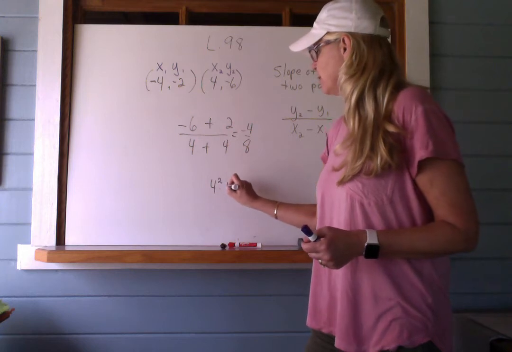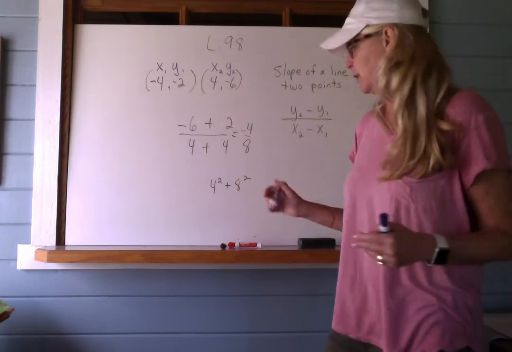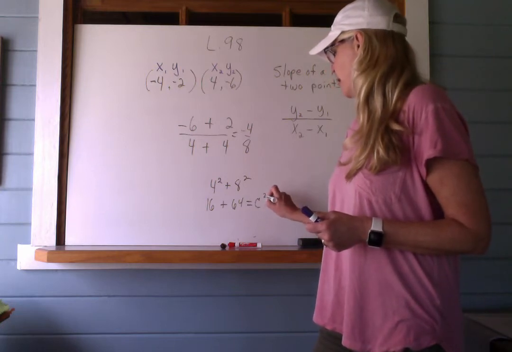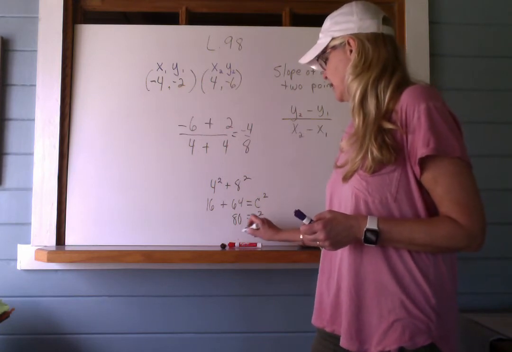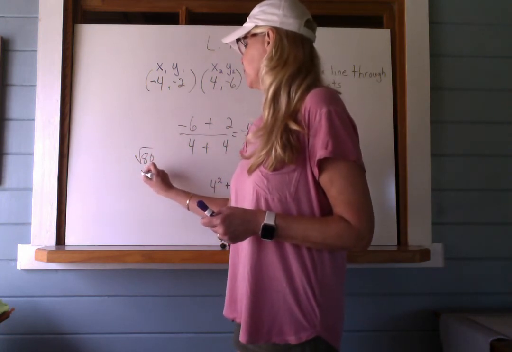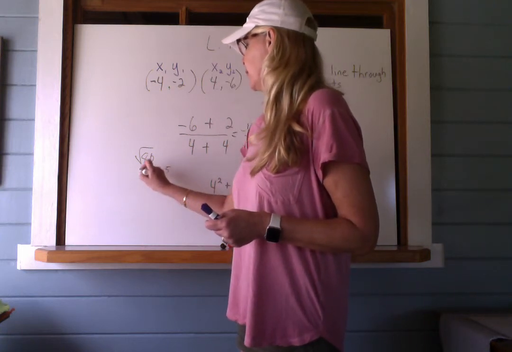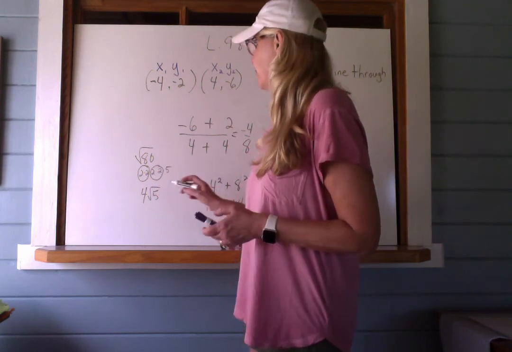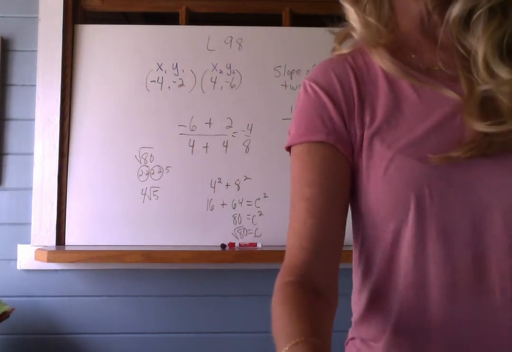So 4 squared plus 8 squared. Don't worry about the negative. It doesn't matter. We're doing distance. We're doing the units. So 16 plus 64 gives me c squared. That gives me 80. Okay, so c equals the square root of 80. Square root of 80, let's break that down. 2 times 2 times 2 times 2 times 5. So I got 2 sets of 2's, so 2 times 2 is 4. 4 square root of 5. So my distance between those 2 points is 4 square root of 5.